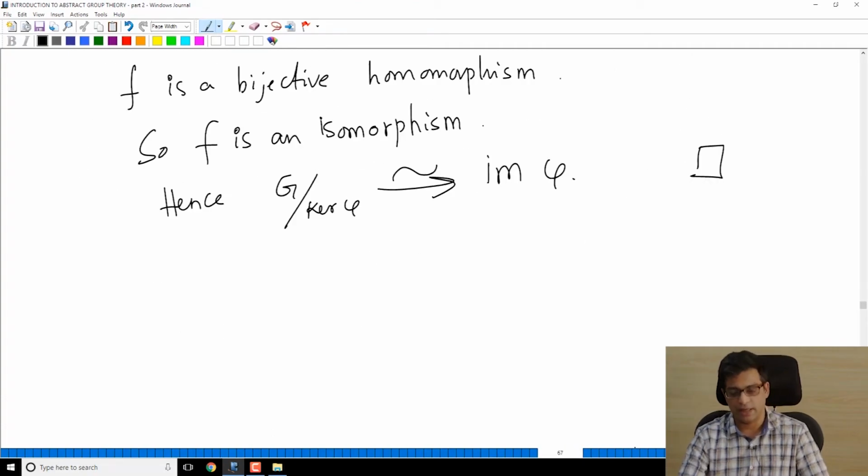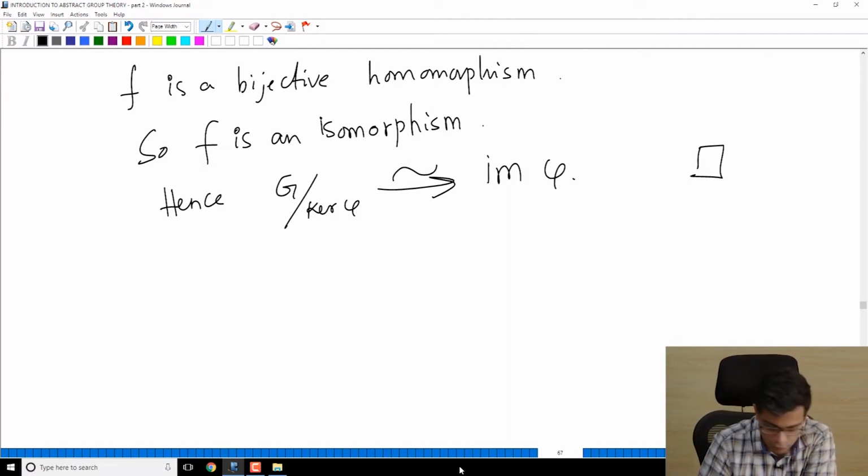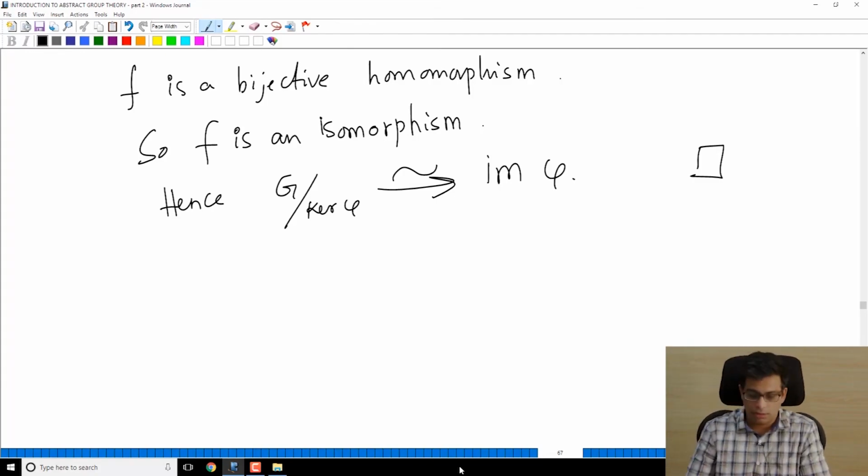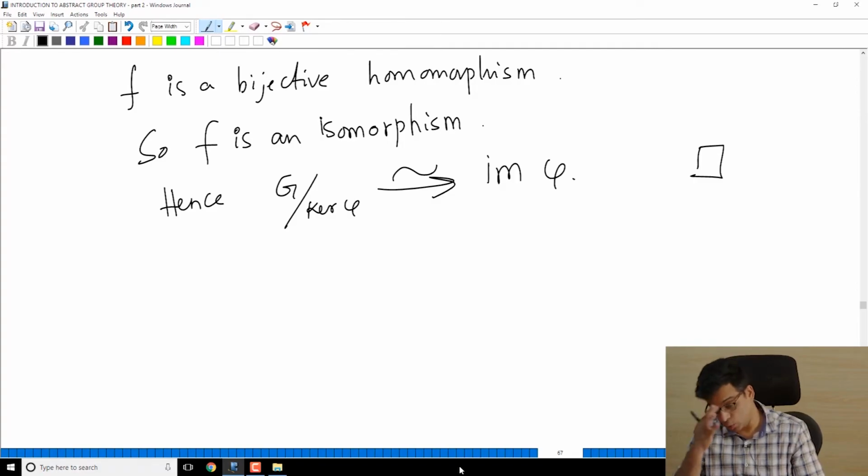Okay, so it says that if you have any group homomorphism, there is an isomorphism between the quotient group G mod kernel phi and the image group. Okay, so why is this useful? As I said, the first isomorphism theorem, and more generally all isomorphism theorems, are very useful in determining properties and observing new facts about groups.